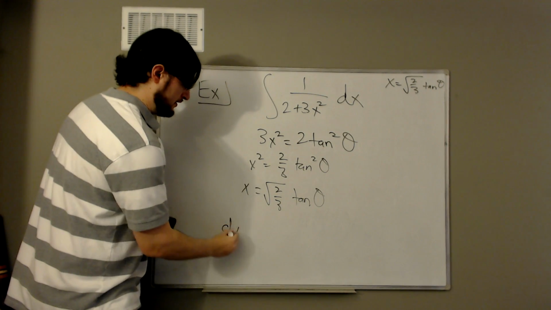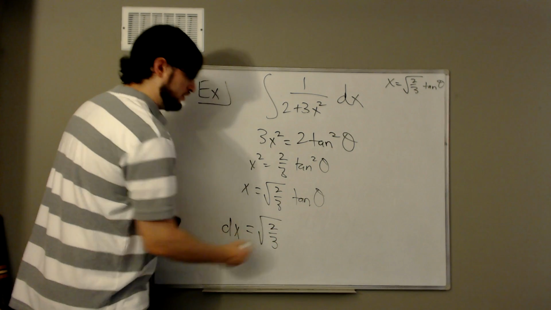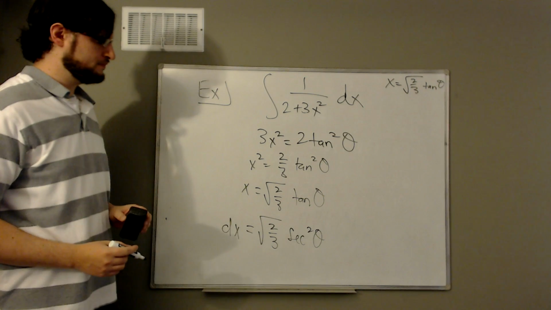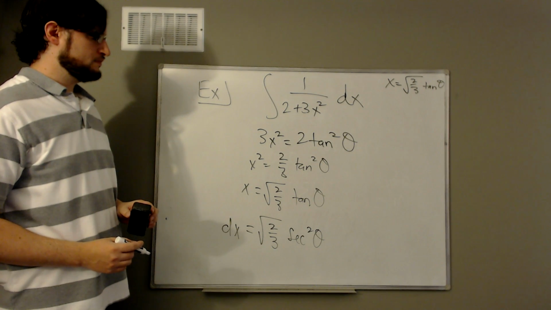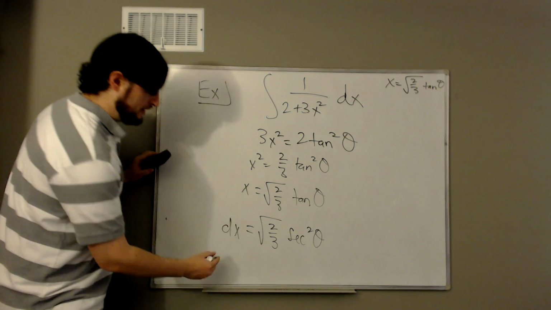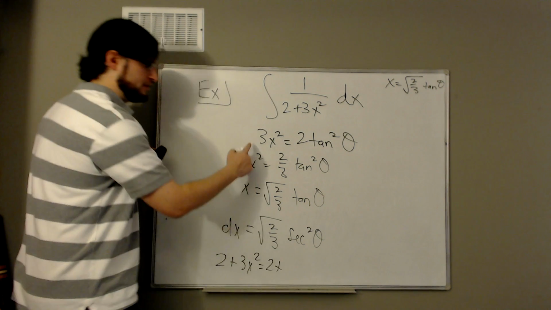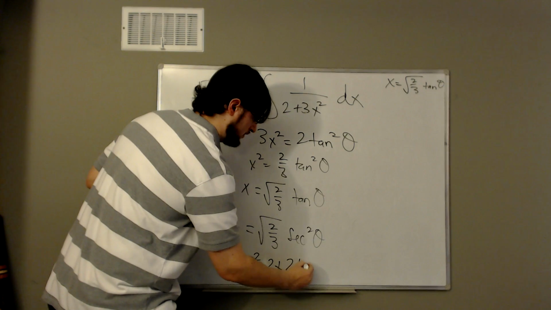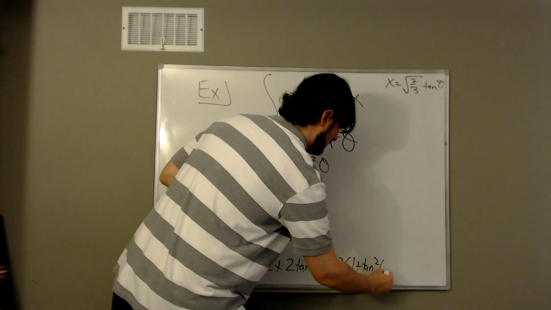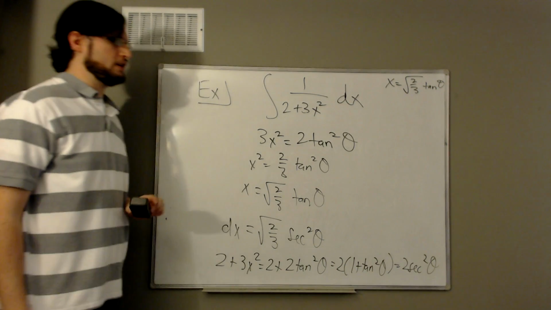dx then is the derivative, that's just a constant, square root of 2/3, derivative of tangent is secant squared theta. What else do we need? Well, now we can finally say that this denominator, 2 plus 3x squared, is 2 plus 2 tan squared, which is 2 times 1 plus tan squared theta, which is 2 times secant squared theta, because 1 plus tan squared is secant squared.